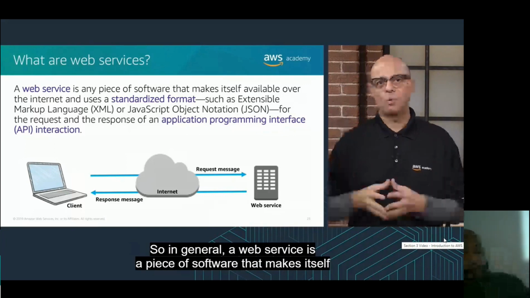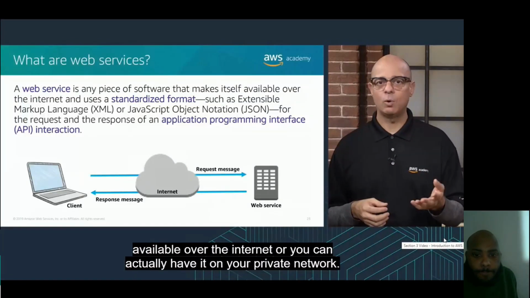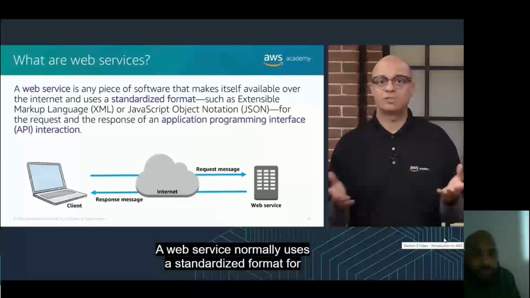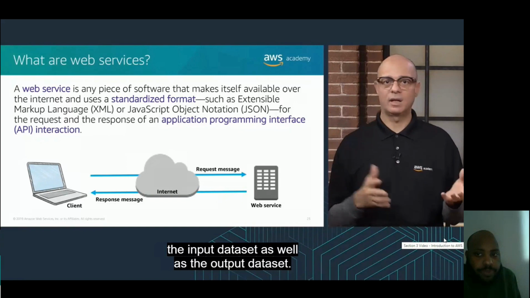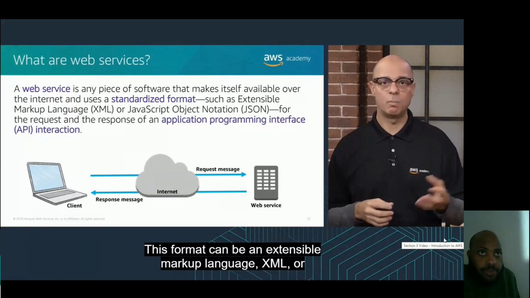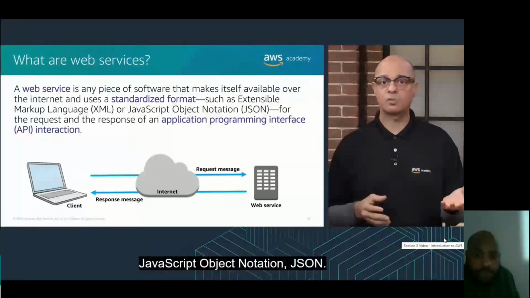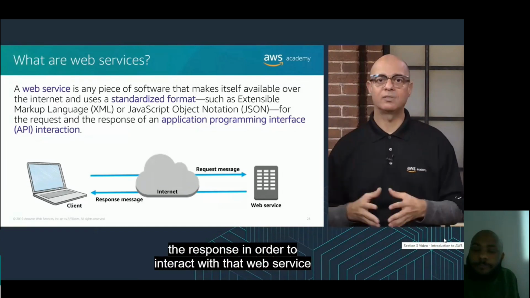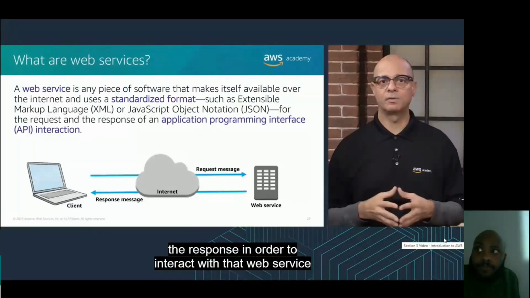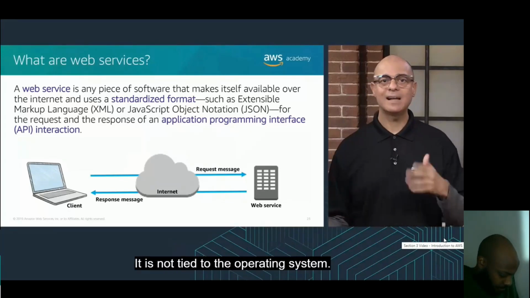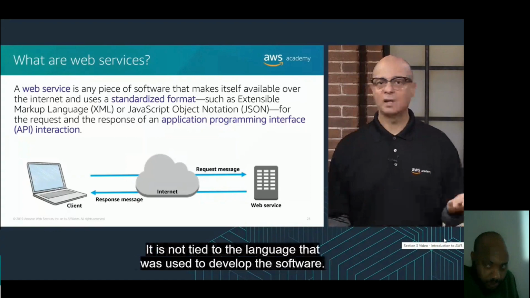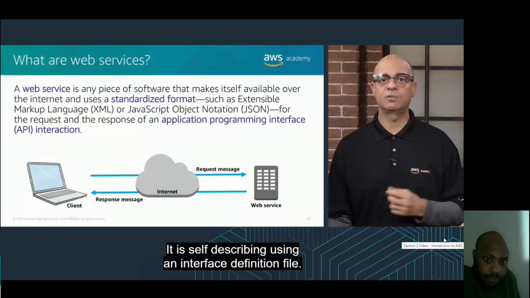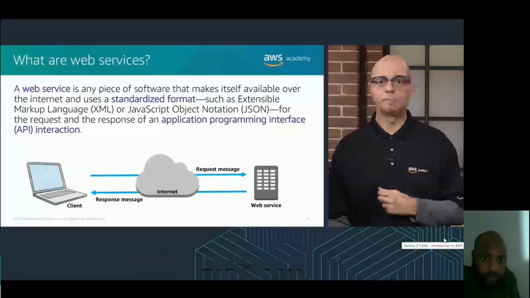So in general, a web service is a piece of software that makes itself available over the internet, or you can actually have it on your private network. A web service normally uses a standardized format for the input data set as well as the output data set. This format can be extensible markup language, XML, or JavaScript Object Notation, JSON. This is the data set and format used for the request and the response in order to interact with that web service through an application programming interface. It is not tied to the operating system. It is not tied to the language that was used to develop the software. It is self-describing using an interface definition file, and more importantly, it is discoverable.